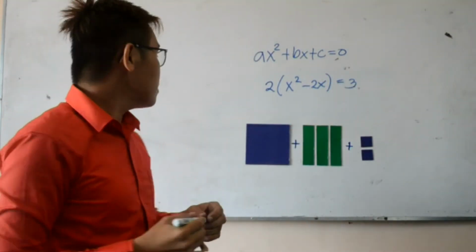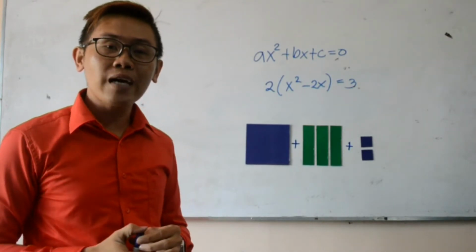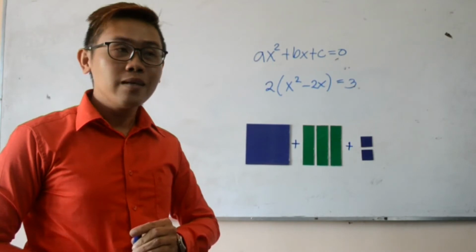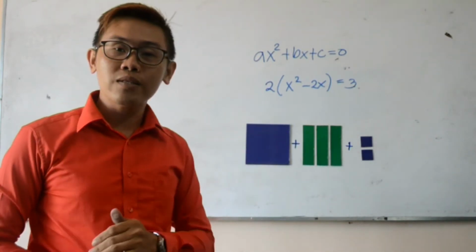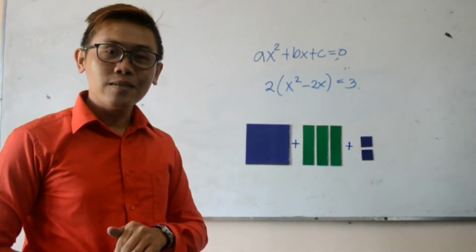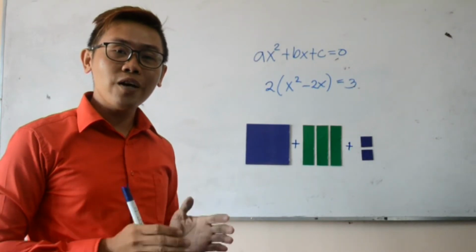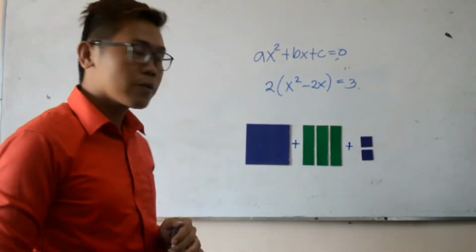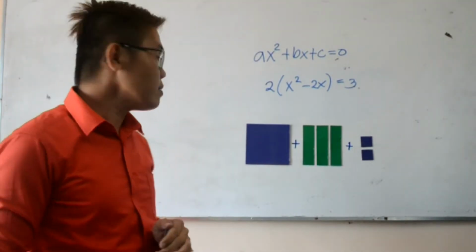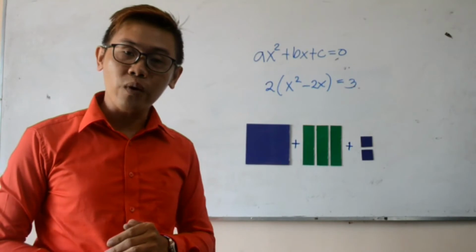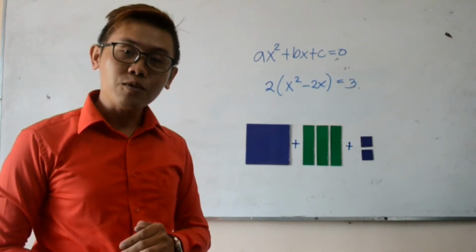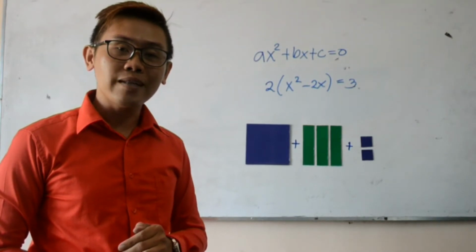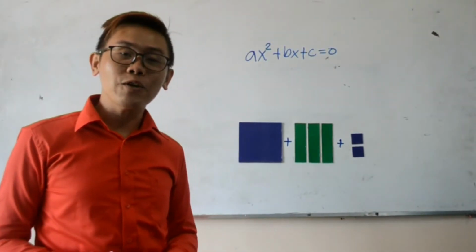This equation: 2 times the quantity x squared minus 2x is equal to 3. Can you now determine if it is a quadratic or not? So let's try to convert it into its standard form. You need to distribute 2 to the quantity x squared minus 2x and transfer 3 to the other side to have its standard form. Now let's have the third example.